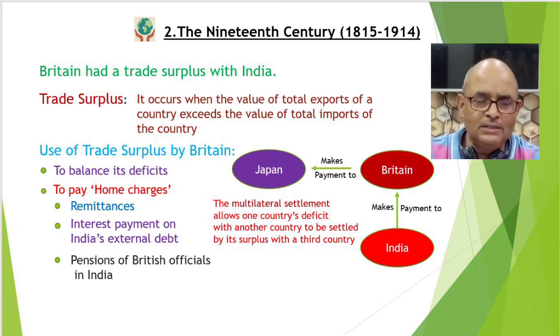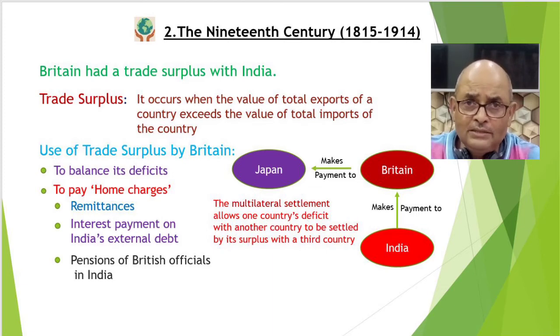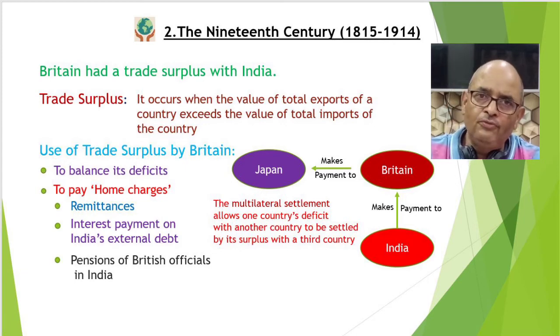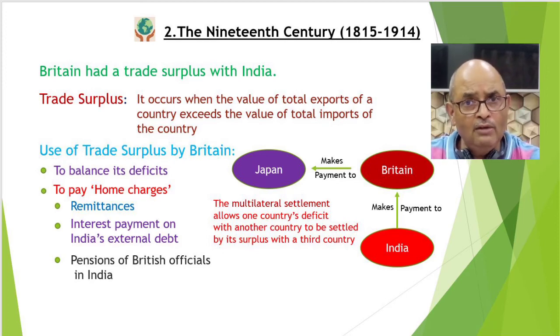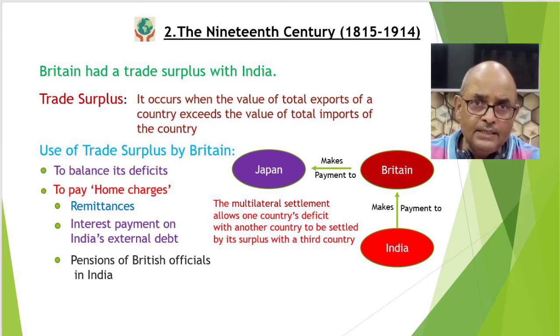I hope you all understand this term trade surplus. Let me briefly explain this to you. Trade surplus occurs when the value of total exports of a country exceeds the value of imports of the country. For example, say total value of India's exports to Britain in some year was rupees 5 crore and total value of India's imports from Britain was rupees 4 crore. In this case, India would be said to have a trade surplus with Britain. The value of surplus will be rupees 1 crore. Okay. So Britain had a trade surplus with India.